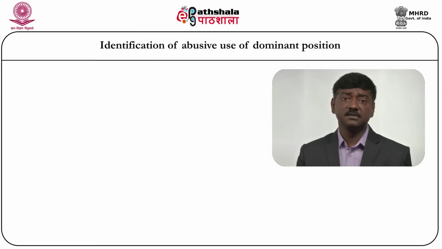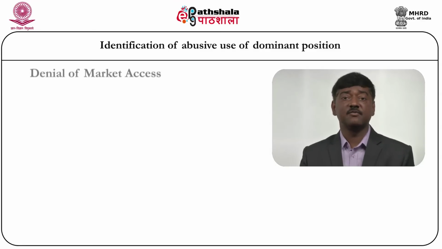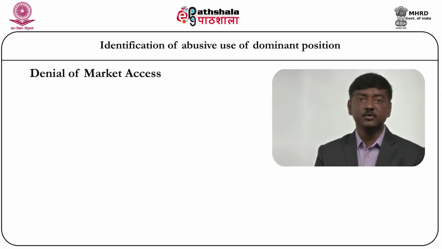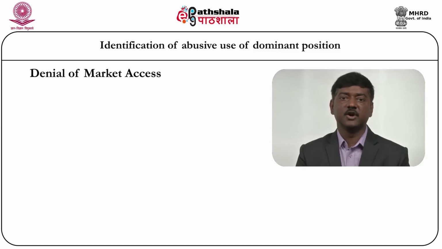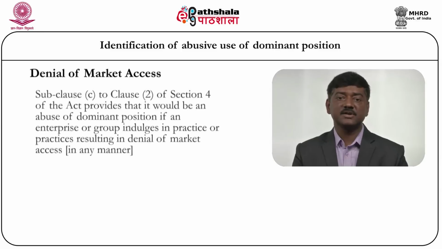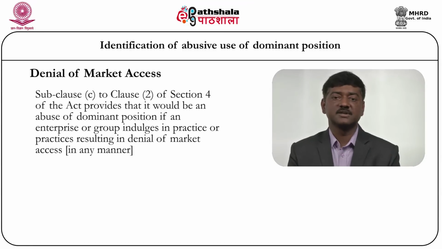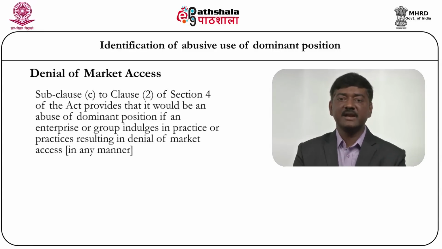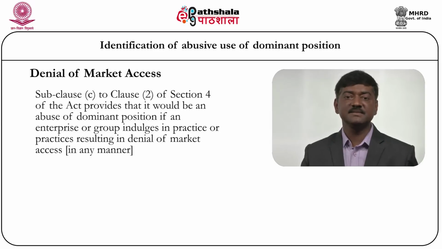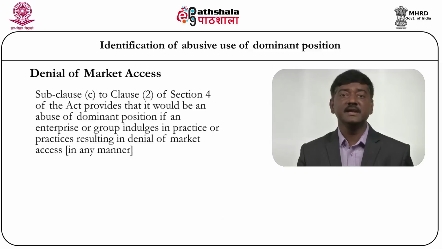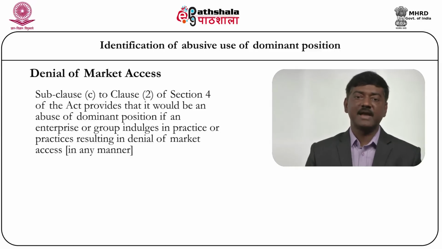Then we have got the third part, which talks about denial of market access. This is the third abuse which can be happening by a dominant player in the market, and subclause C to the clause 2 of section 4 talks about this, and it says it would be an abuse of dominant position if an enterprise or group indulges in practice or practices resulting in denial of market access in any manner. So, it can be any manner.